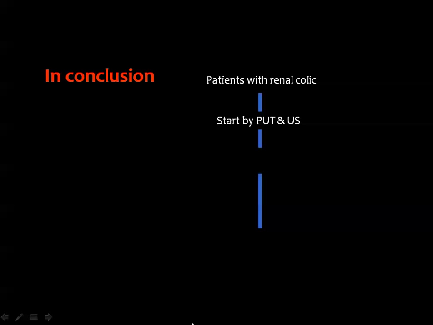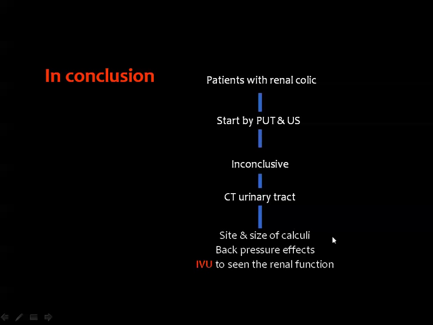Then finally, we came to the conclusion. We looked to the clinical picture of the patient and we selected the optimal diagnostic procedure. Starting with patients with renal colic, suspected to have urinary calculi, we start our evaluation by plain X-ray and ultrasound. If we can reach a diagnosis, well. If we cannot reach the diagnosis and these techniques are inconclusive, then we go directly to the CT-UT, which is performed without the need of injection of contrast material.